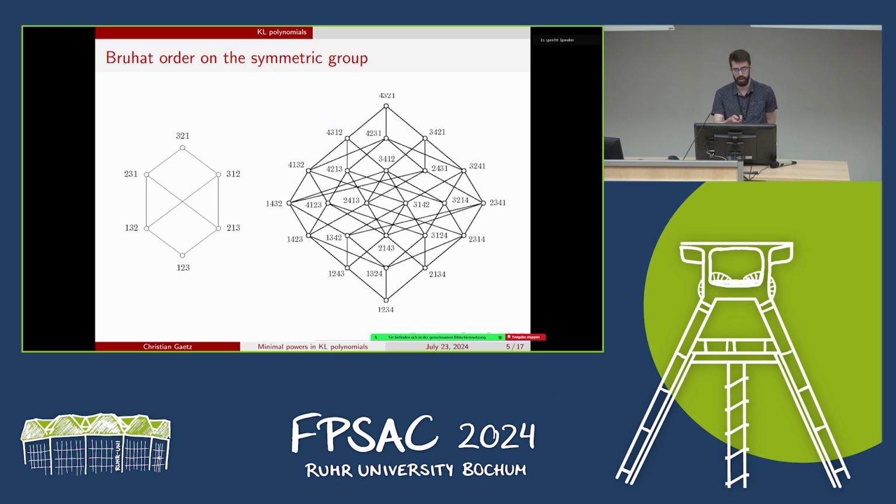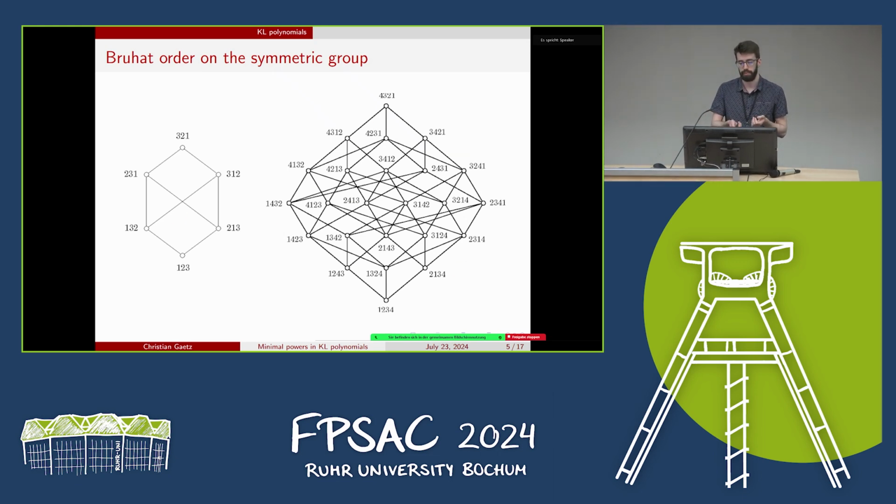So on the left, this is what the order looks like for the symmetric group S3. You notice in particular that the poset is graded. So it's graded by the length of the permutations, which is the same as the number of inversions of the permutation. And the cover relations correspond to swapping two elements of the permutation in such a way that the length increases by only one. You'll see already for S4 on the right that this poset gets quite complicated quite quickly.